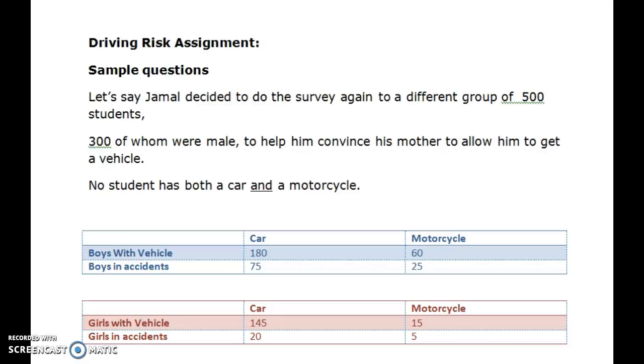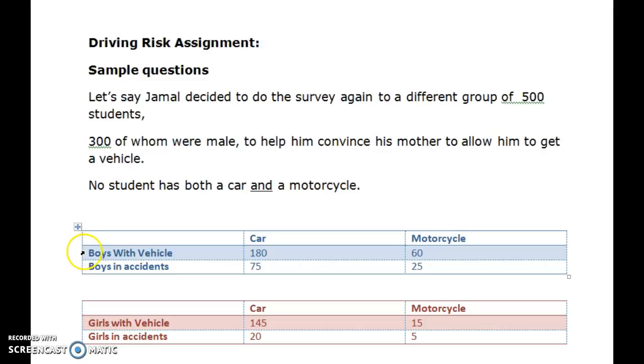So in these videos, I'm going to show you some sample questions that could help you create your Venn diagram for driving risk. Okay, this is Mrs. Tan. Let's say Jamel did another survey of 500 students. This time he surveyed 300 males to convince his mother to allow him to get a vehicle. No student has both a car and a motorcycle. So here are the survey results.